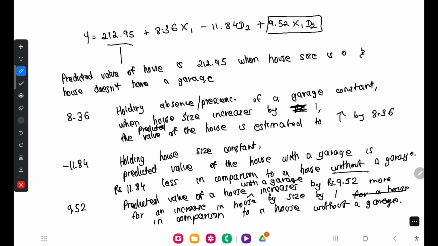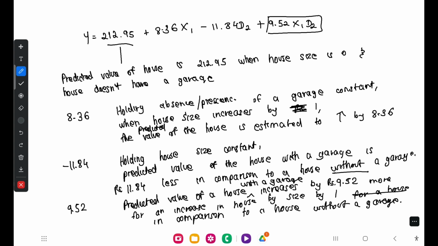So since all of this is multiple linear regression, we have included an interaction term. So we are not keeping anything constant over here. So we don't include that part, holding constant something something blah blah blah. No, we don't include. Now we have two variables, the house size and the absence or presence of a garage.